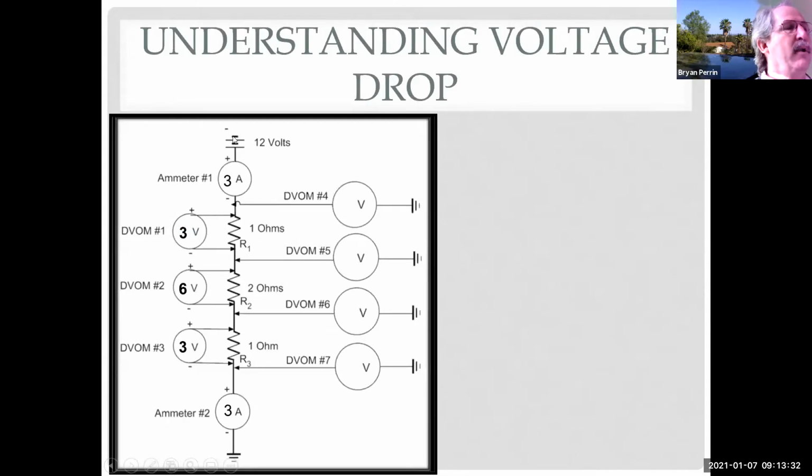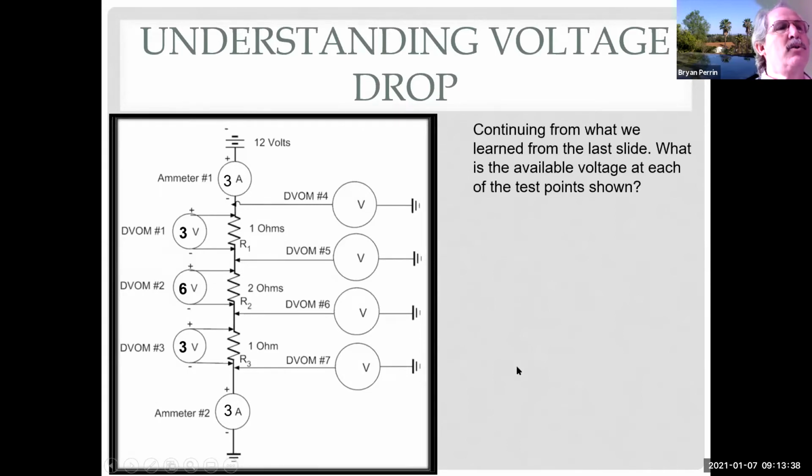So now let's take what we just did and measure our different test points to ground. Continuing from what we learned on the last slide, what is the available voltage at each of the test points shown? So what is DVOM number 4 going to read? 12, because we haven't used anything, right?